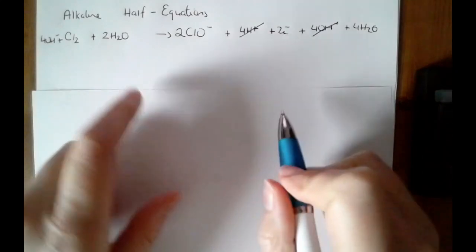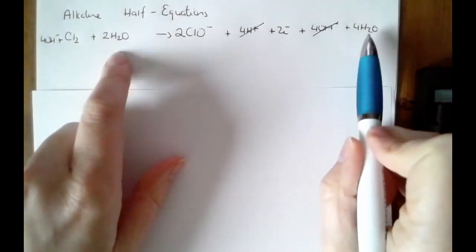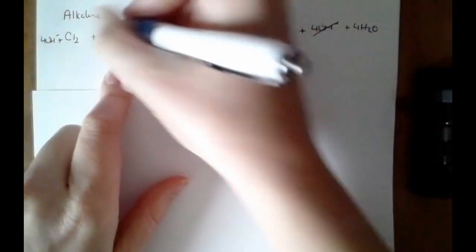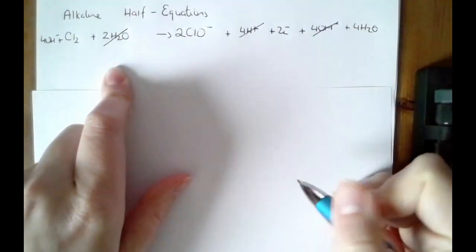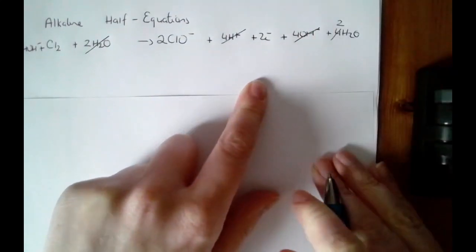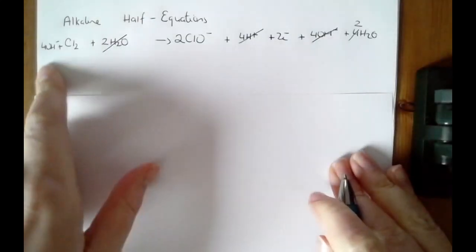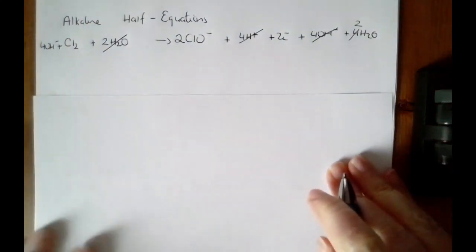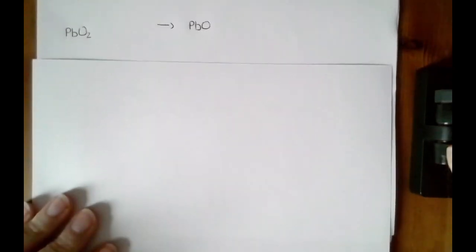To finish this off, I need to make sure I cancel what is the same on both sides. I've got 2 moles of water on the left, 4 moles on the right. I can now cancel those 2 moles of water out to be left with 2 moles of water on the right. And this is now my balanced half equation under alkaline conditions. I'll do another one under alkaline conditions.